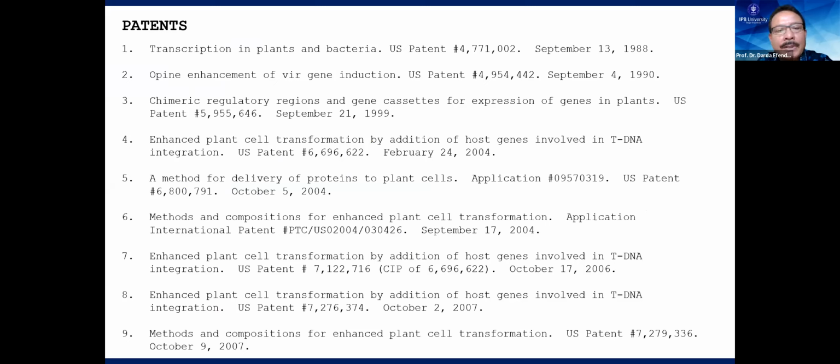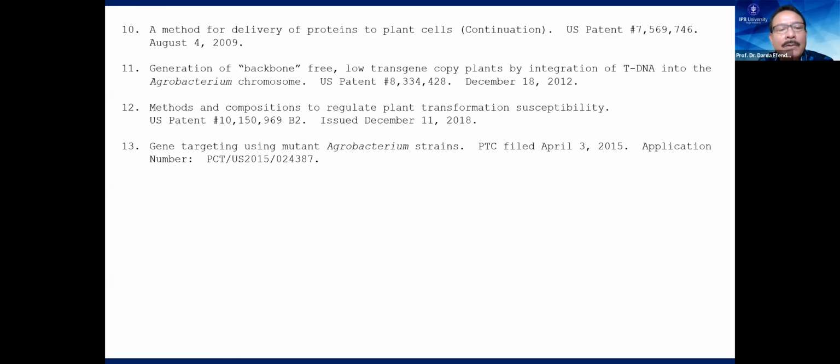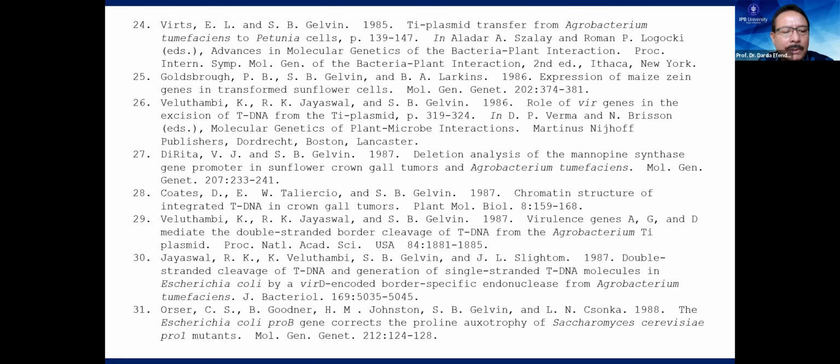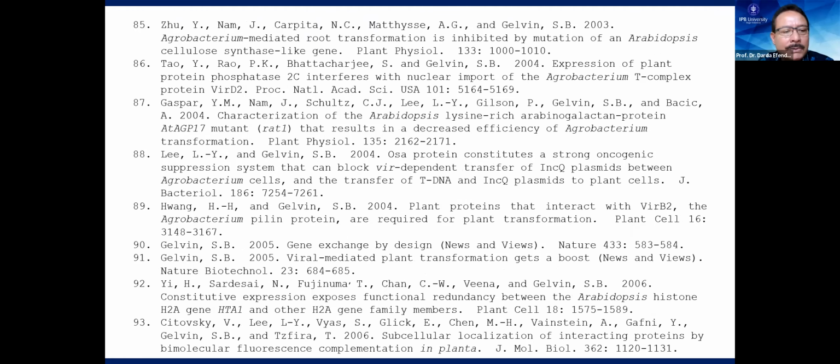Gelvin: transcription in plants and bacteria, enhancement of virulence gene induction, chimeric regulatory regions and gene cassettes for expression of genes in plants, enhanced plant cell transformation by addition of host genes involved in T-DNA integration, a method for delivery of proteins to plant cells, methods and compositions for enhanced plant cell transformation, and others, mostly on Agrobacterium's roles in agriculture, especially in genetic engineering. And lots of publications, too many to say one by one.